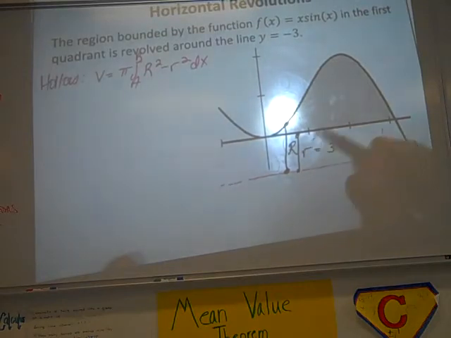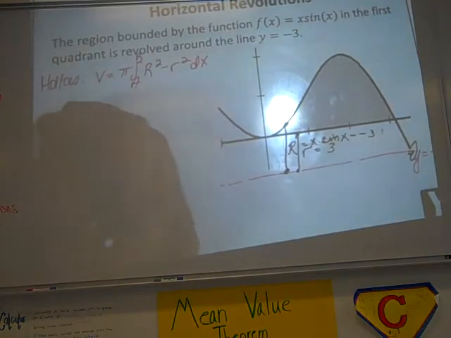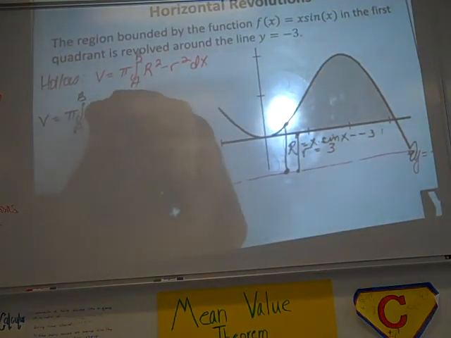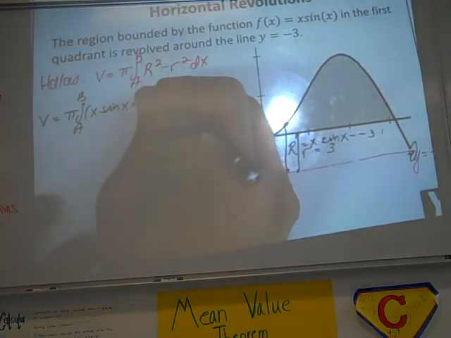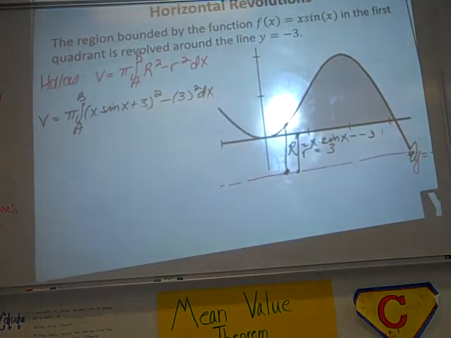In order to get big R, you have to think, how far is it from y equals -3 up to the curve y equals x sine x? Usually in my calculus class, we talk about top minus bottom. So big R is x sine x minus -3, which is the same as x sine x plus 3. So my volume expression will be pi, integral from a to b. You still have to figure out those endpoints. Big R, x sine of x plus 3 squared minus little r, 3 squared dx.